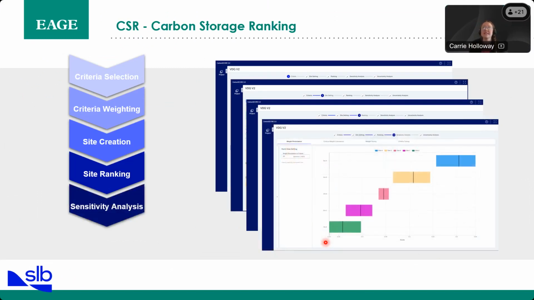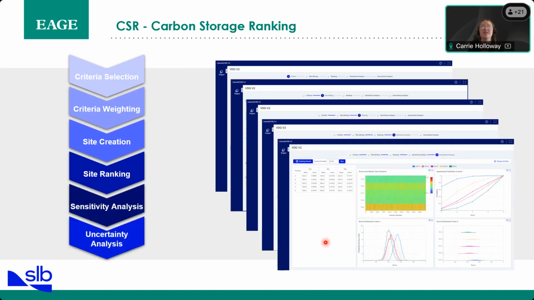We perform sensitivity analysis, so looking at how changing the weighting could affect the overall score, looking at also how taking different values from a distribution can affect the score, and also run uncertainty analysis, so understanding if we run, say, 1,000 Monte Carlo iterations, taking different values for all the properties where we have a distribution, we can then see the overall score distribution and output a P10, P50 and P90 score.